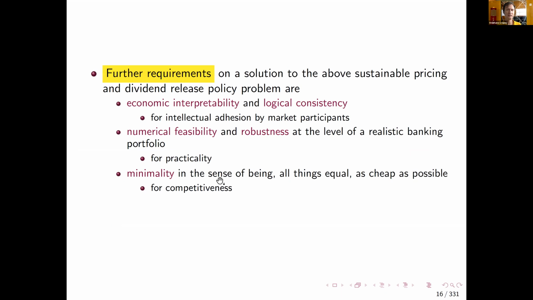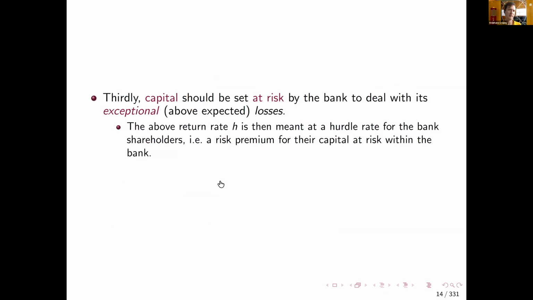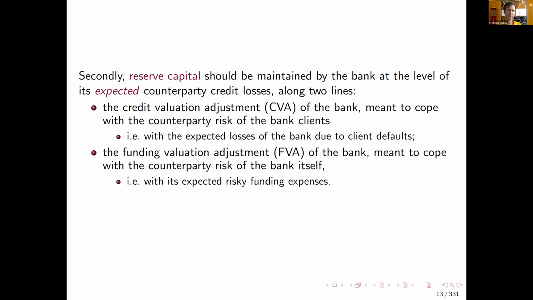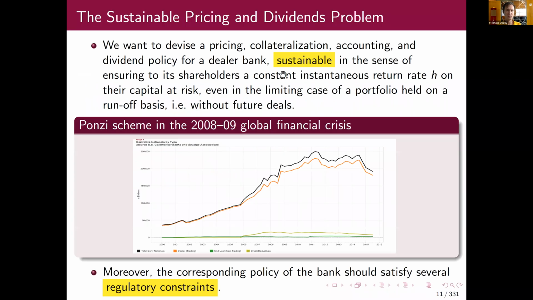Okay, so this is how we approach the problem. We want to develop a pricing approach which underlies a certain collateralization, accounting, dividend release strategy that is sustainable in this sense. That's what we want to avoid. That's what regulators said should be avoided after the global financial crisis.